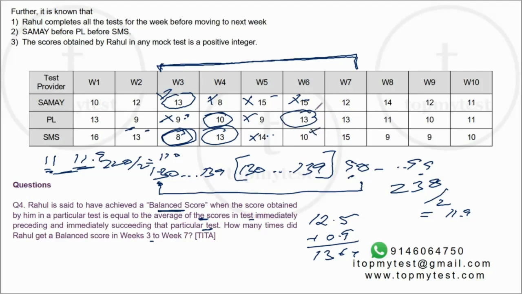10 and 13, can it result in a 12? 10 plus 13 is 23. 23 divided by 2 is 11.5. The range will be from 11.5 to plus 0.9. That's 12.4. Possible.